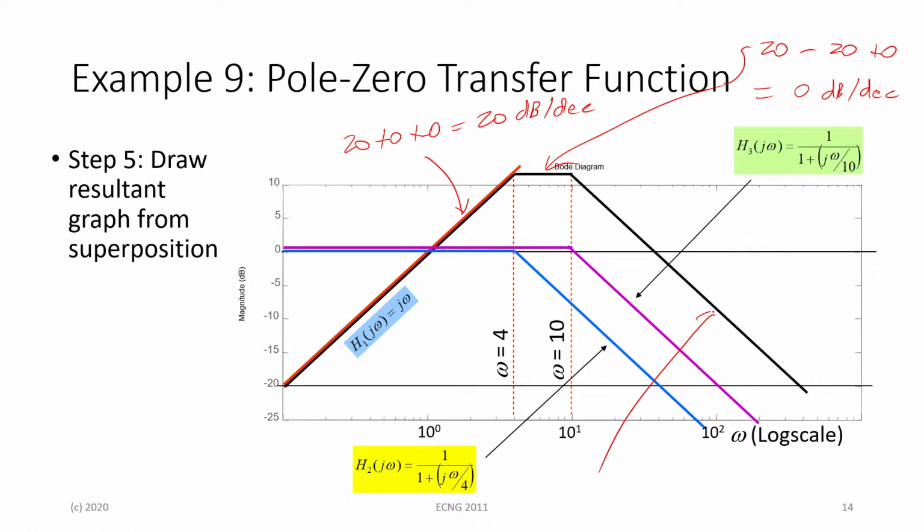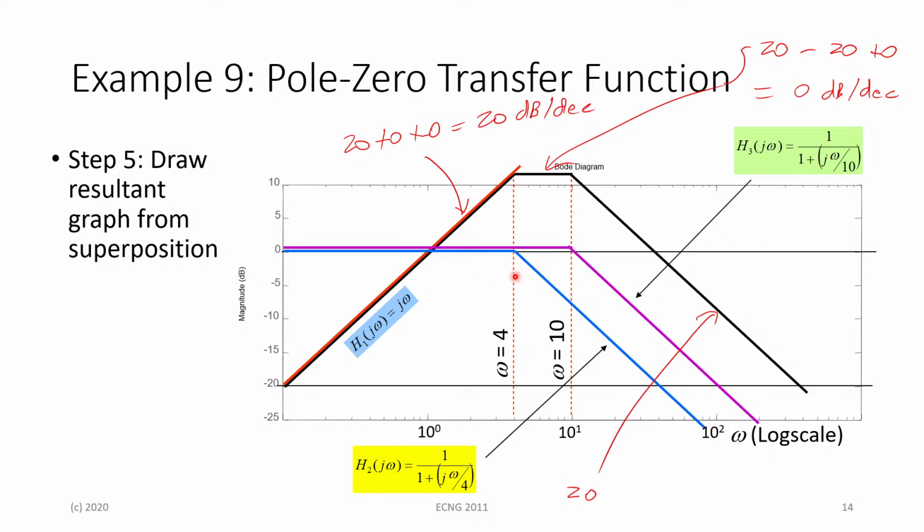And then finally, for everything after omega equals 10, we're going to be watching the summation of the gradients again for the H1, H2, and H3 subsystems. So H1 here just keeps on going throughout the entire system. So that's going to be positive 20 decibels per decade. So we're going to write that in. Hold on. Let's get a little bit neater.